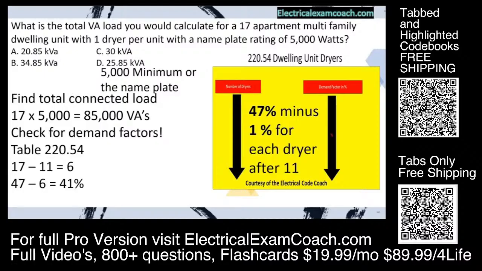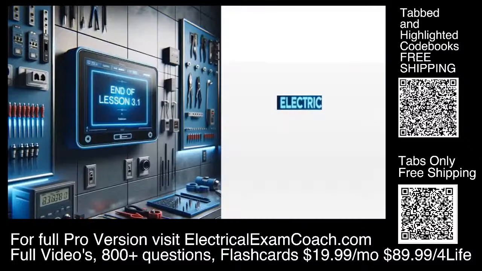Now, all we have to do is multiply. We take our original load, multiplied by 0.41, and that gives us a new reduced load of 34,850 VAs. And we're going to select B. Great job. That's the end of lesson 3.1.